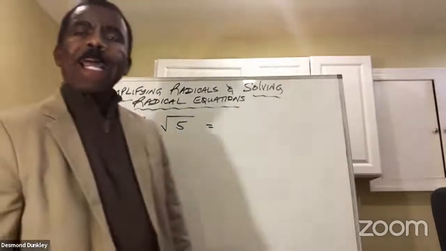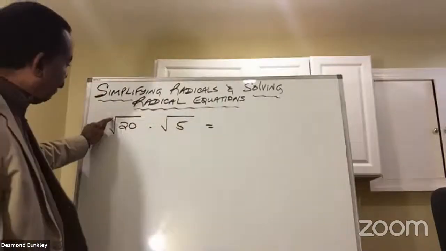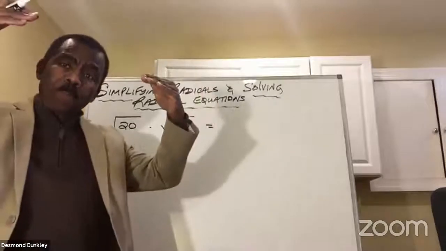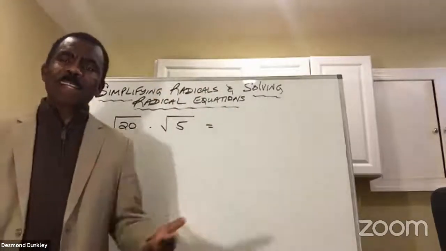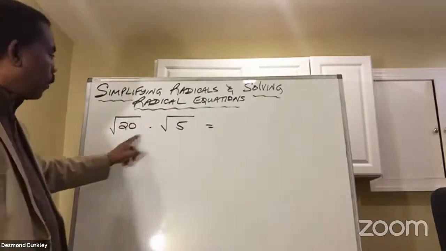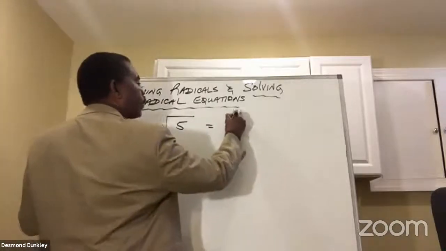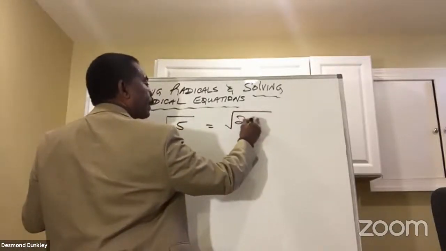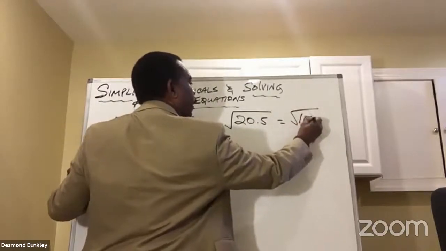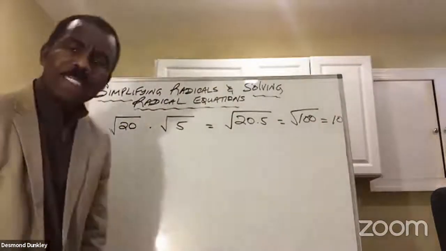Well, I often tell my students that if it's the same root and you're multiplying, you can put them under the same umbrella. I used Rihanna as an example. I said, okay, put them under the same umbrella. It's the same square root, so it's actually 20 times 5. So it's equal to the square root of 20 times 5, equal to the square root of 100, equal to 10. So the final answer is 10.